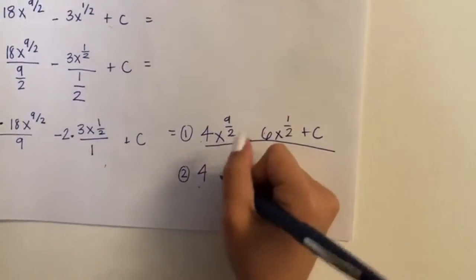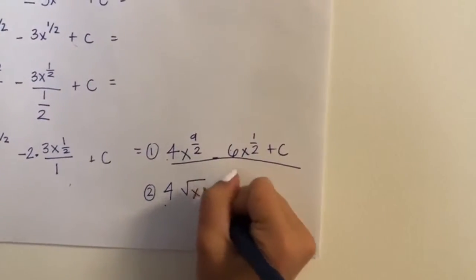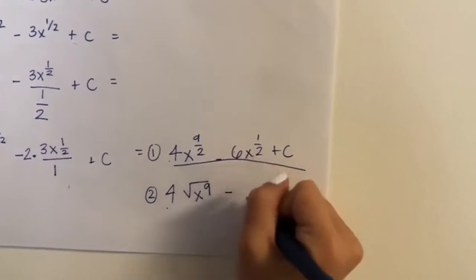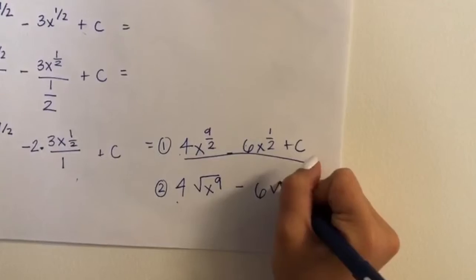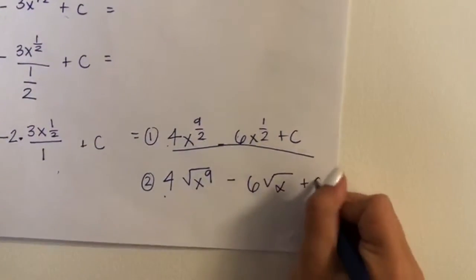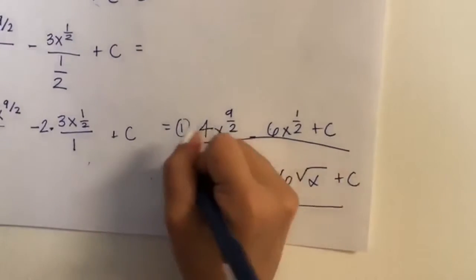It's going to be 4 square root of x to the 9. The 2 is invisible in here because of the square root. Minus 6 square root of x. 1 half is the same as this. And plus c. And this is your final solution.